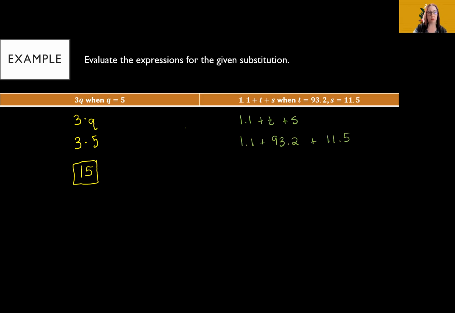So then we're going through the order of operations, and when you have addition, you go left to right. So 1.1 plus 93.2. On my calculator, that gives me 94.3. So I have 94.3 plus 11.5. And so then I add in 11.5 and we get 105.8. So that is the answer.